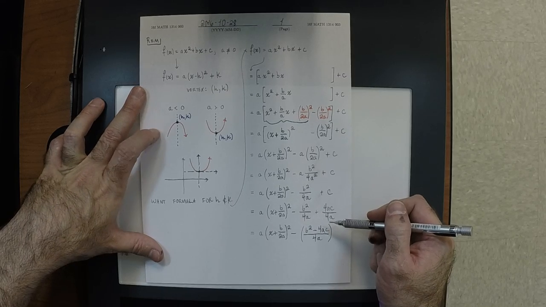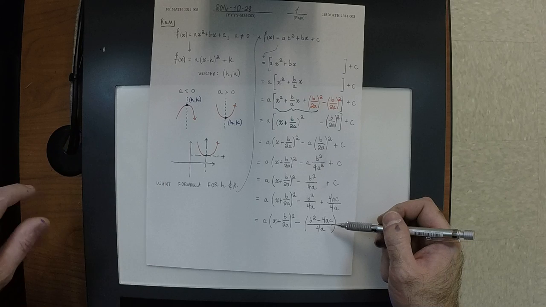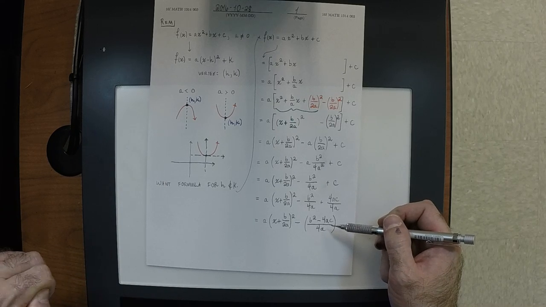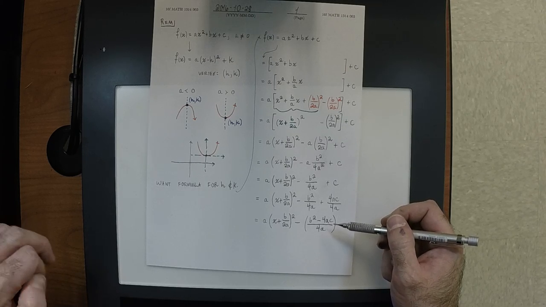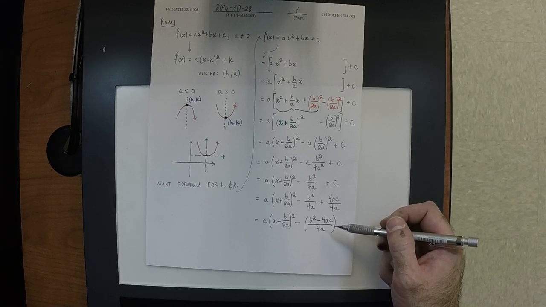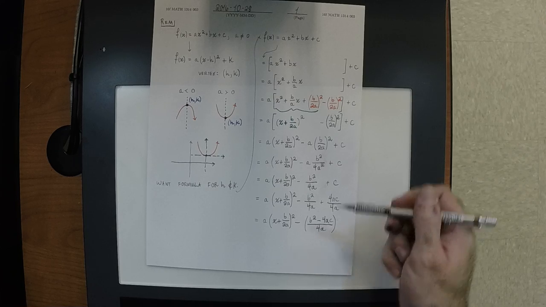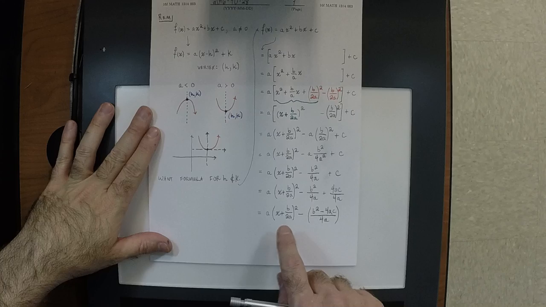Okay, so this is neat. One thing I'd like to point out is that, look, b squared minus 4ac, haven't you seen that before? Oh yeah, that's the discriminant. That's the discriminant in the quadratic formula. Is it surprising that the discriminant has shown up here? No, because the quadratic formula is a consequence of completing the square. And we just completed the square, so it's not surprising.